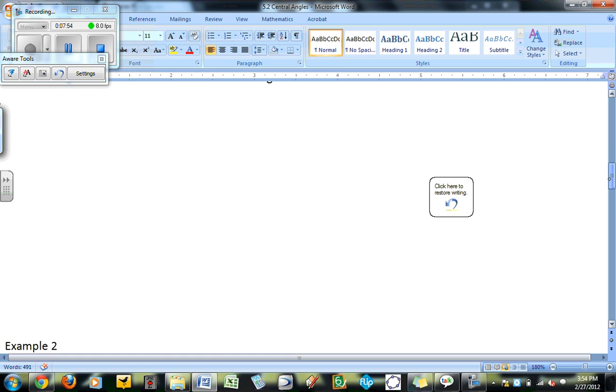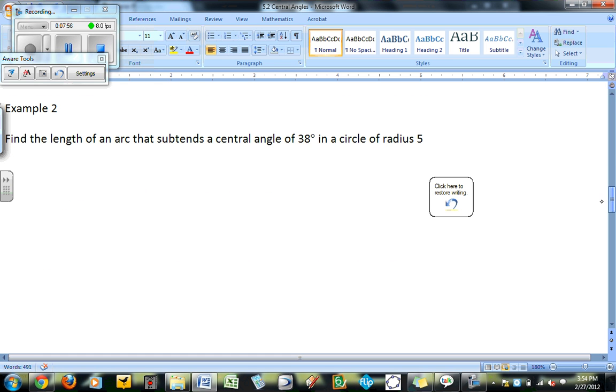So let's do one more example. Find the length of an arc that subtends a central angle of 38 degrees in a circle with a radius of 5. So it's the same type of circle. You might want to pause this and try it yourself. I'm going to work through the answer here, but try it, see if you get the right answer, and then watch and I'll show you.